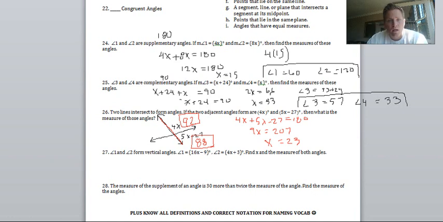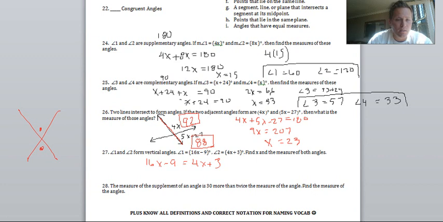Okay, vertical angles 1 and 2. If I were drawing a picture, let's draw it off to the side here. Vertical angles are across from each other. Vertical angles are always congruent. They're always the same. So if it tells me that these are vertical angles, I know that 16x minus 9 needs to equal 4x plus 3. They're always equal to each other.